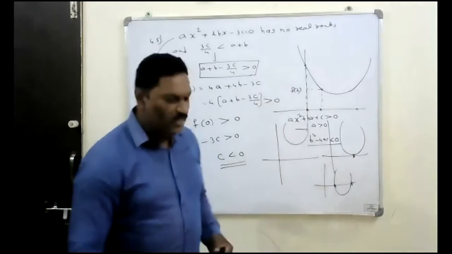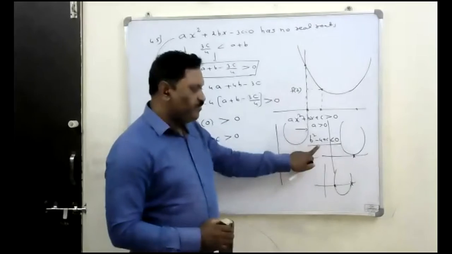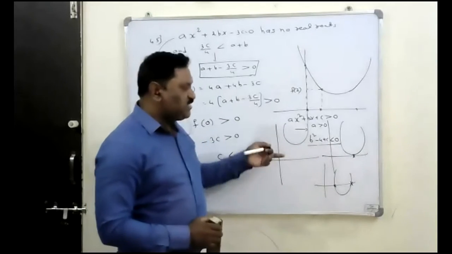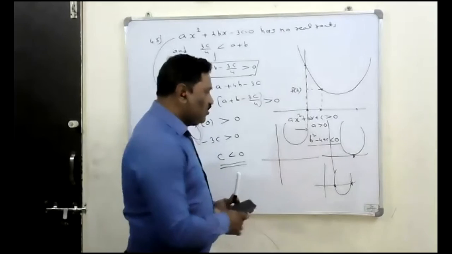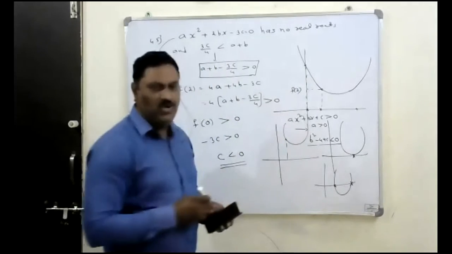Understand? Here they have given that there is no real root, and we got that f of 2 is positive, meaning when x equals 2 it gives a positive value, so the graph compulsorily should lie above the x-axis only.